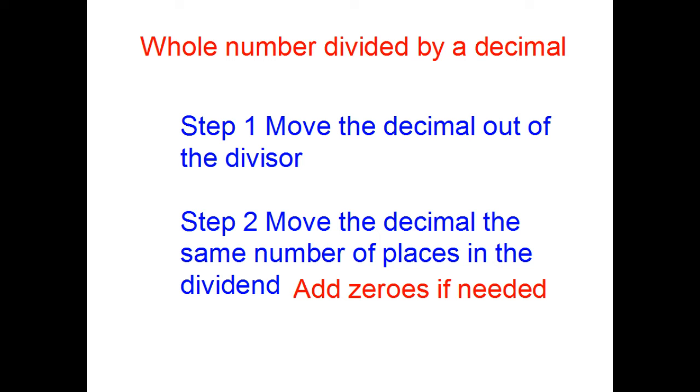Step 2, then, we're going to move the decimal the same number of places over in the dividend, and since we're dividing by whole numbers today, we're going to have to add some zeros on. So let's take a look at some examples and see how things go here.